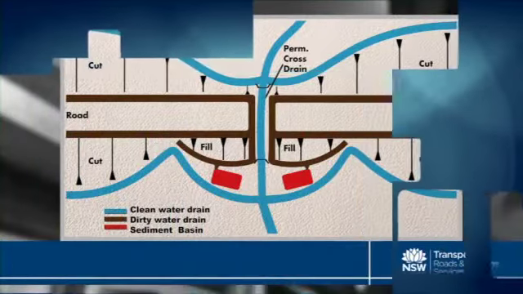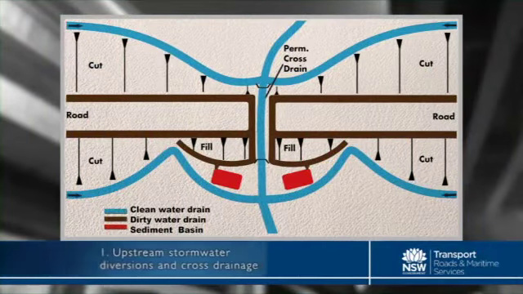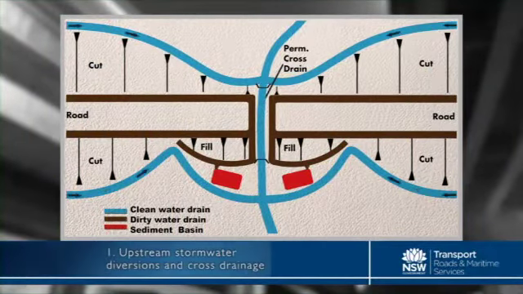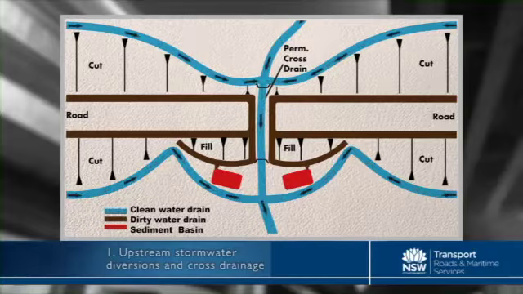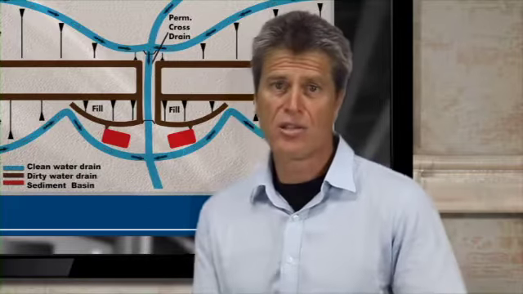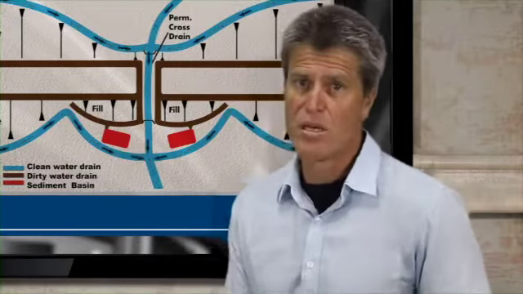Okay, well what we need to do is divert clean upstream water through or around the site without it coming in contact with our construction area. We call these clean water or off-site water drains. So we've got the clean water safely through or around the site. Chris, what is the next big thing we need to think about?